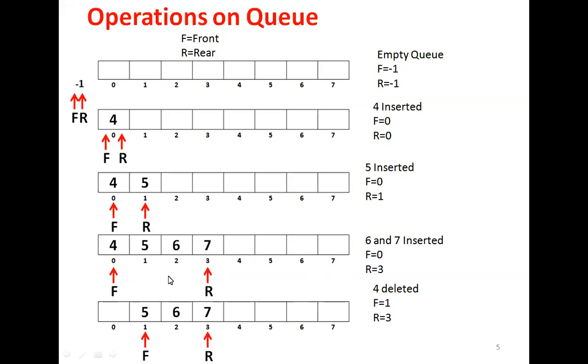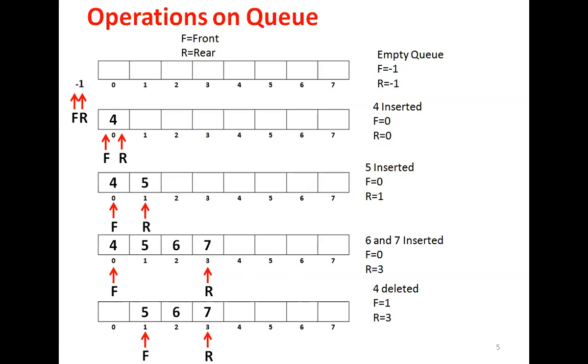And suppose you want to delete some data item from this queue. In the case of deletion, the value of front will be incremented. In the case of insertion, rear is incremented and then data is inserted. In the case of deletion operation, data is deleted and after that, front is incremented by 1. You have to remember this: in the case of insertion, rear is incremented by 1, and in the case of deletion, front is incremented. So this is happening.